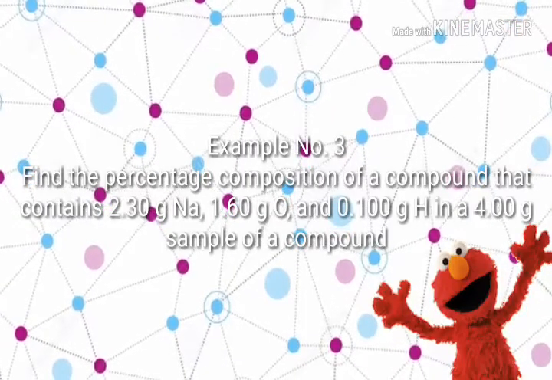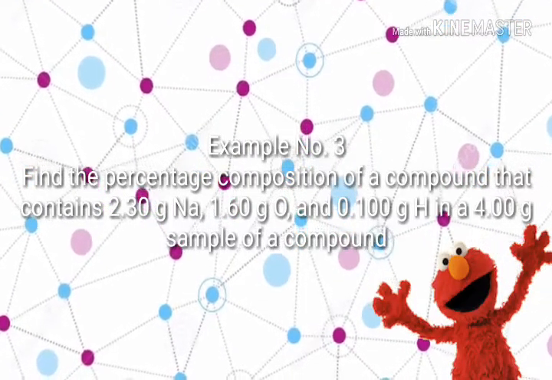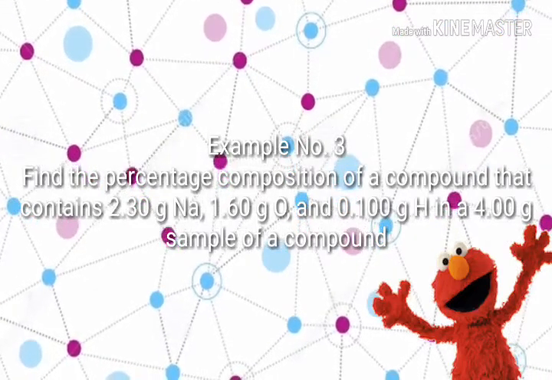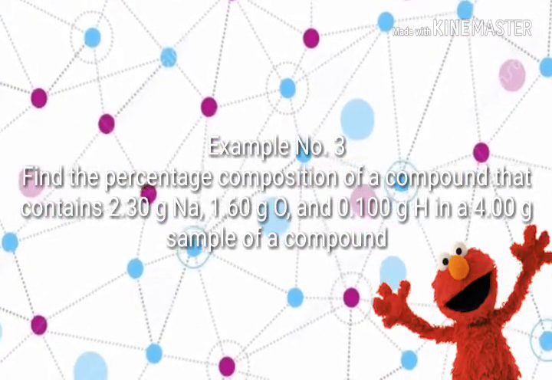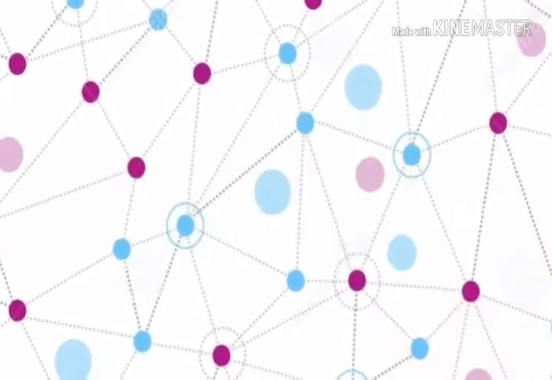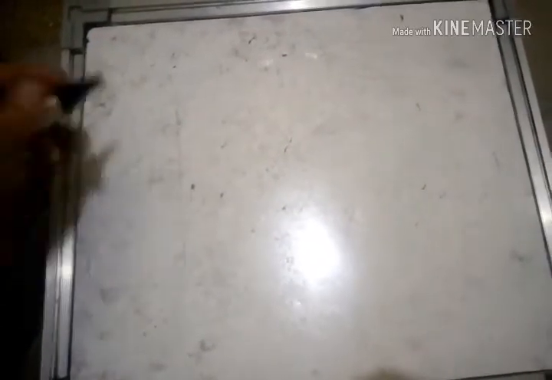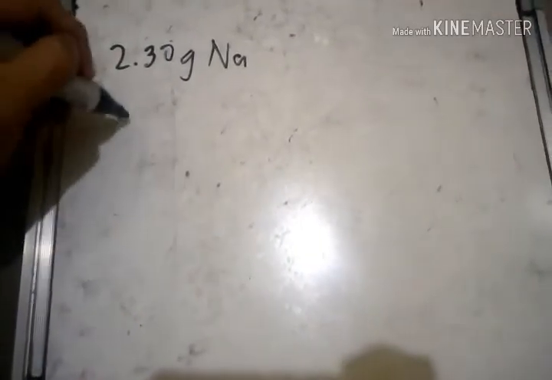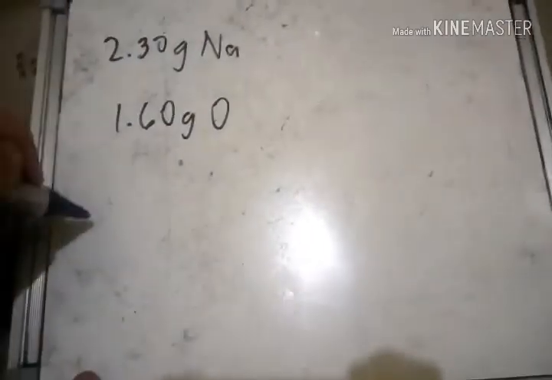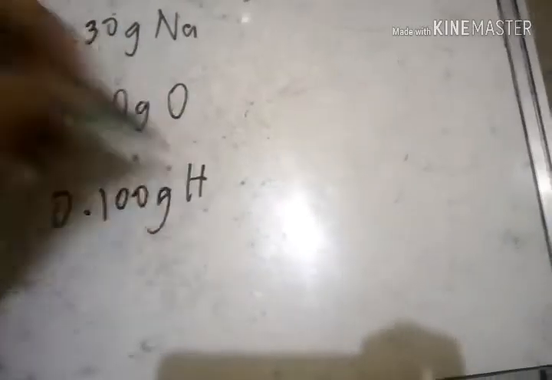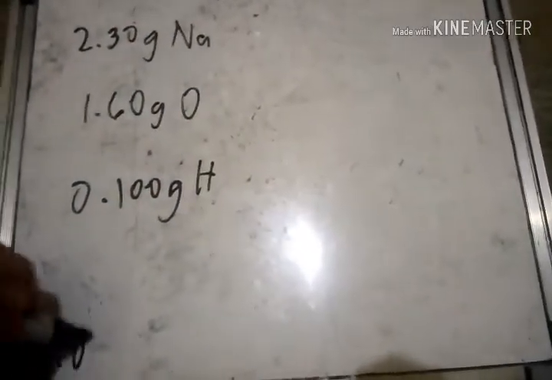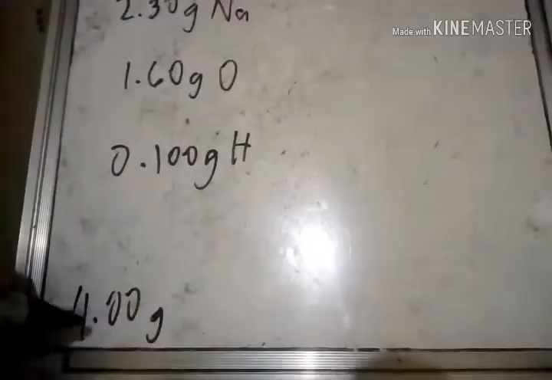Find the percentage composition of a compound that contains 2.30 grams of sodium, 1.60 grams of oxygen, and 0.1 gram of hydrogen in a 4-gram sample of the compound. In this problem, you don't need to determine the formula mass anymore. So let's put it given. We have 2.30 grams of sodium. We have also 1.60 grams of oxygen and 0.1 gram of hydrogen. And we have a 4-gram sample of the compound.